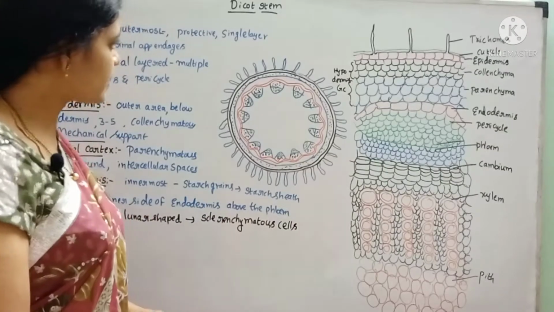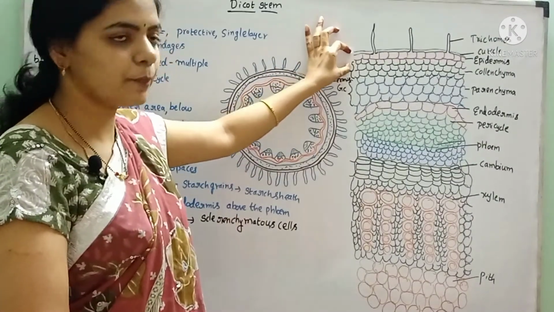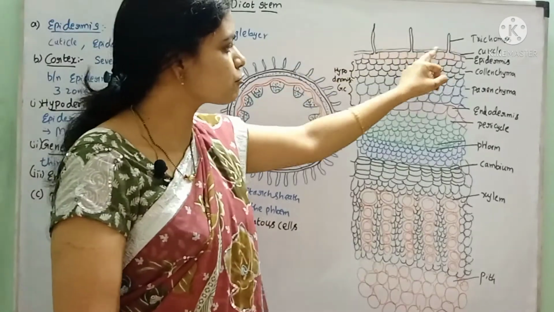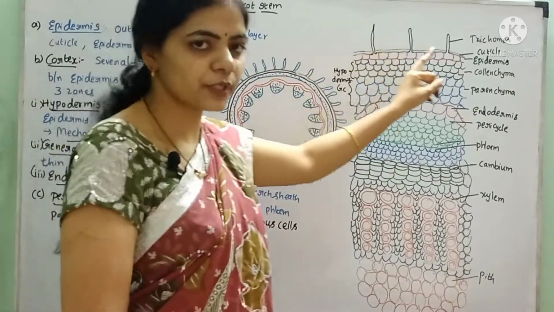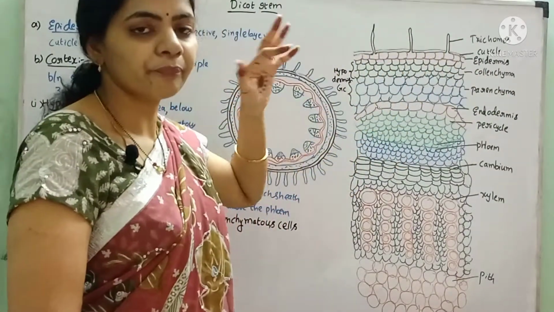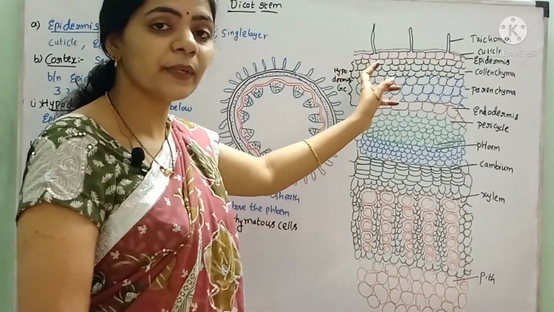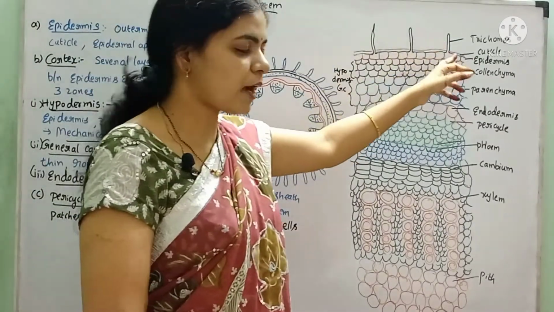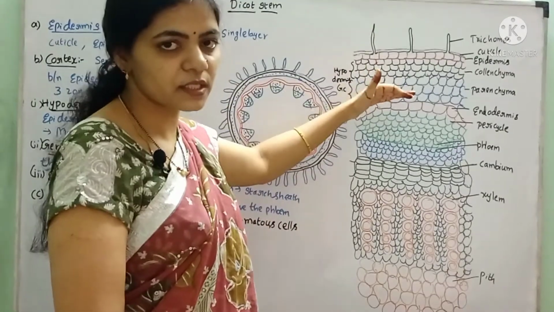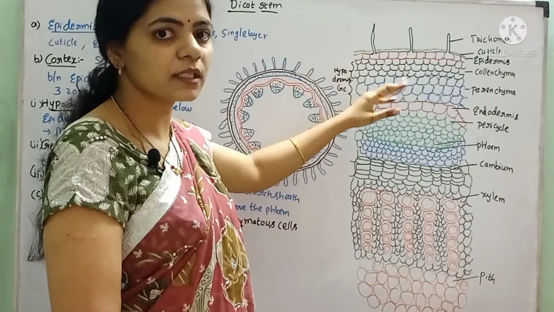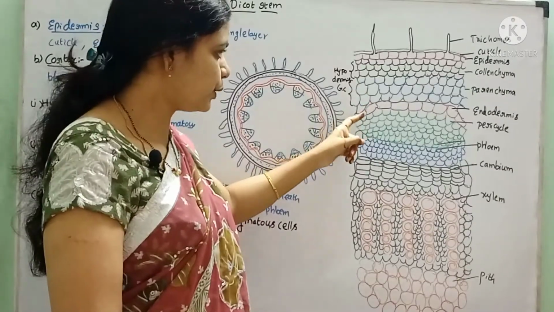So once again, I will revise this. In the dicot stem, what is the outermost layer? That is the epidermis. The epidermis consists of a cuticle which is made up of the cutin substance, gives protection and prevents the plant from water loss. And the epidermis consists of appendages which are called trichomes. Below this epidermis, the cortex is present. And this cortex has three zones. They are hypodermis, general cortex and endodermis.